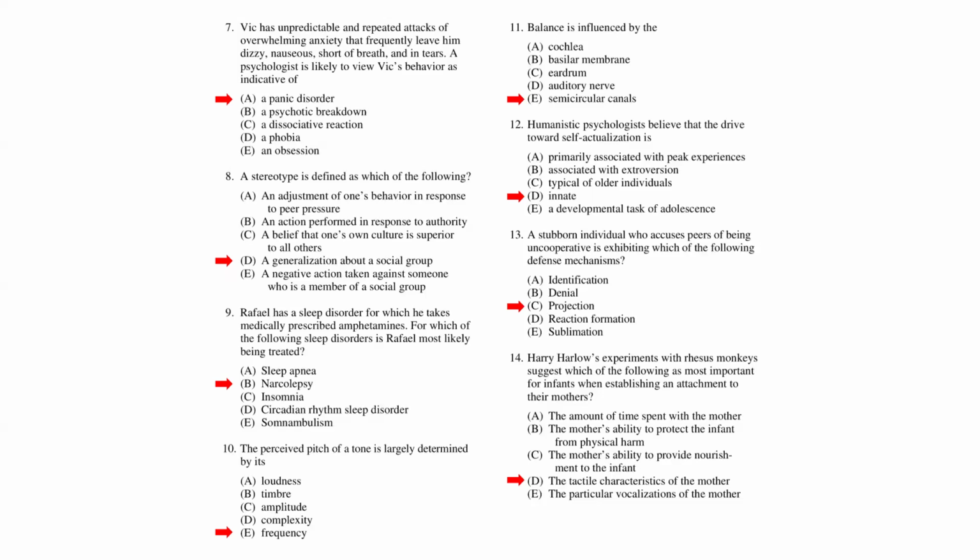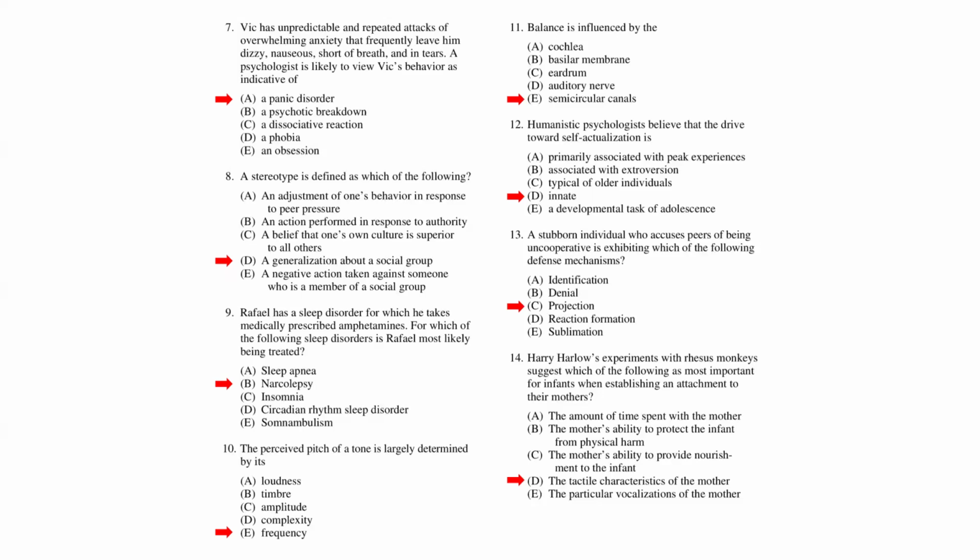So number 13: a stubborn individual who accuses peers of being uncooperative is exhibiting which of the following defense mechanisms? So the answer is projection. I think most of you have probably heard of this because it's a pretty commonly used word nowadays, but this person is stubborn themselves, and so because they're accusing other people of being uncooperative, they are projecting that onto other people.